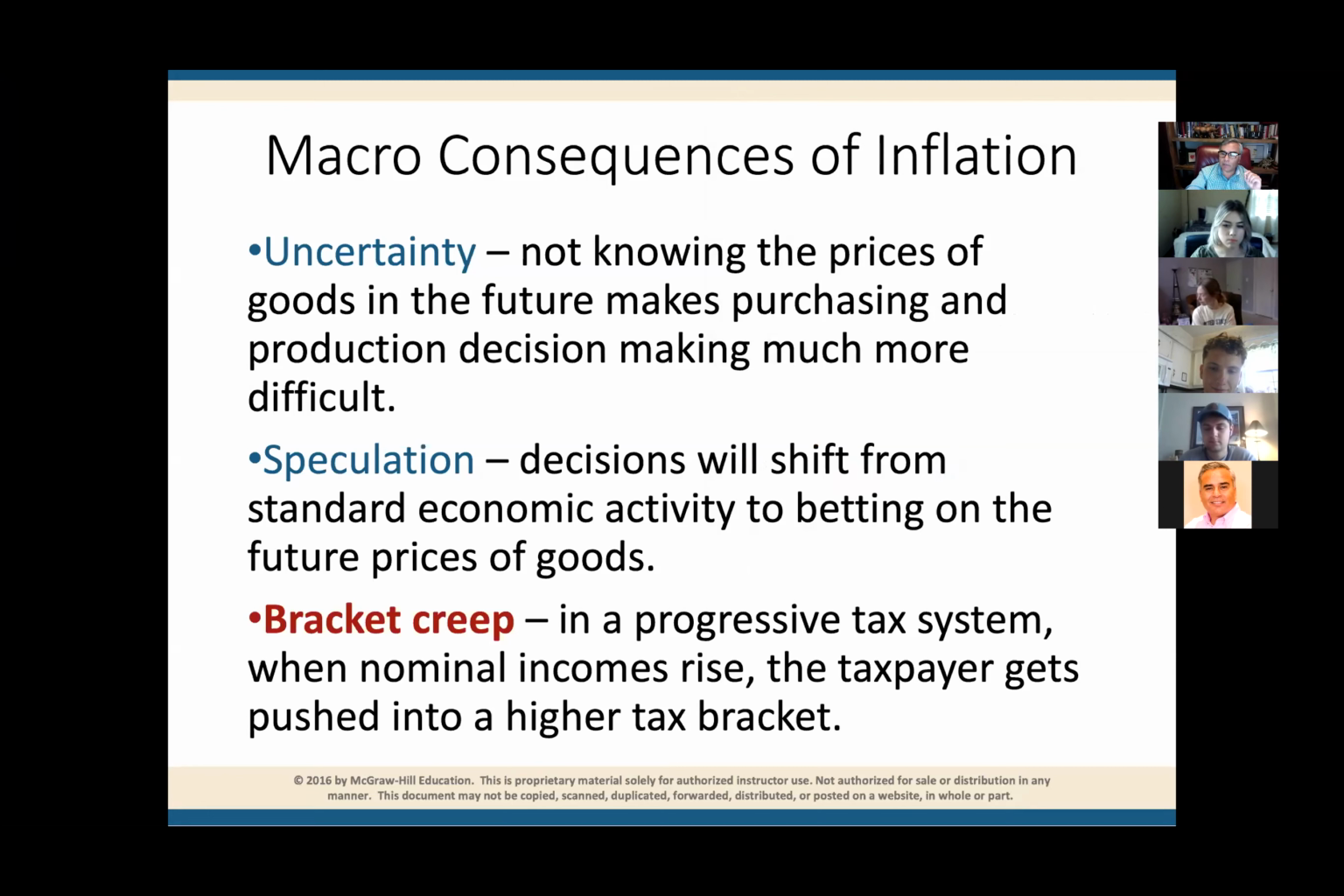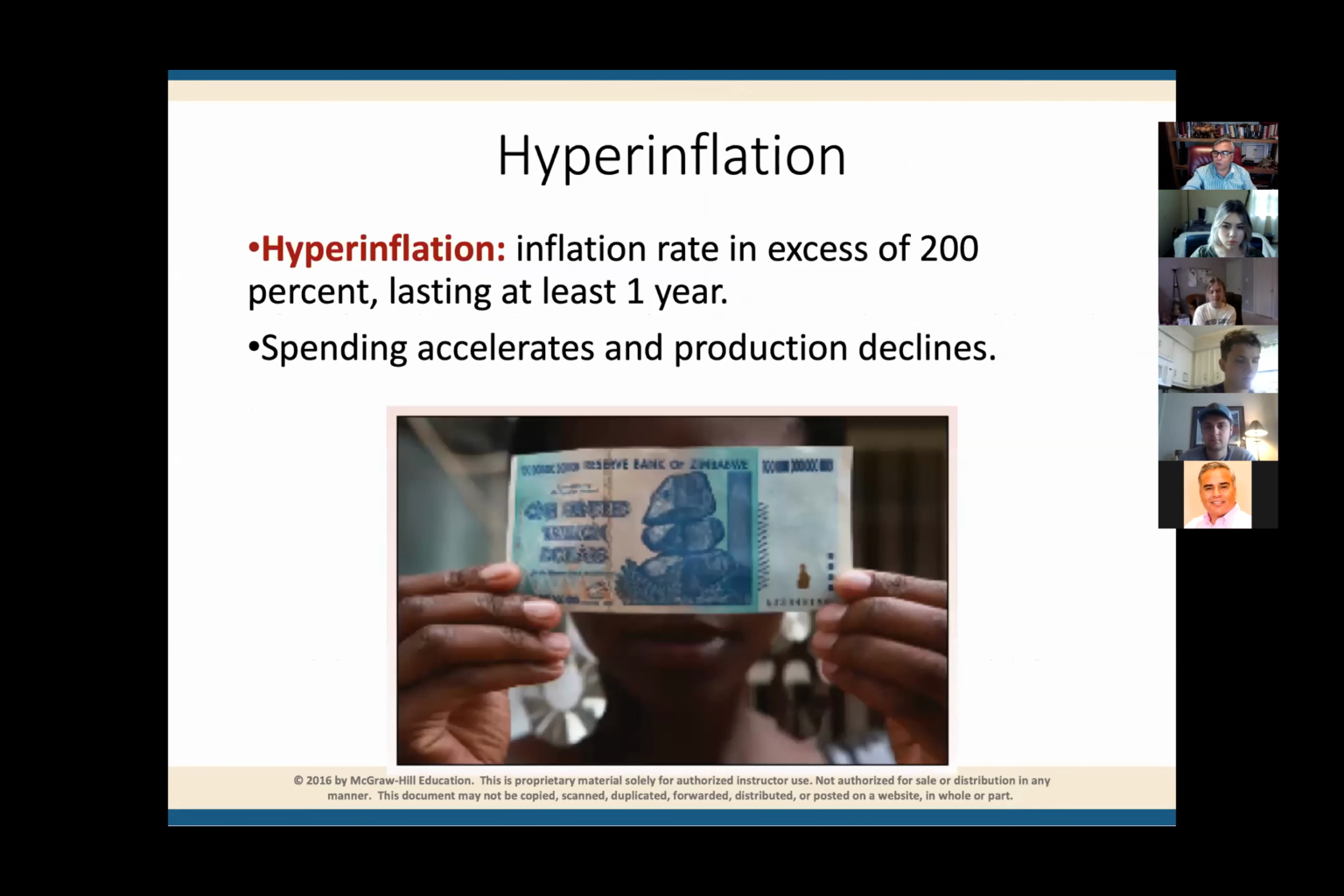Another problem of inflation at the macro level is that it creates a bracket creep. It simply moves you into a higher tax bracket, and instead of you being better off, you're going to be worse off.